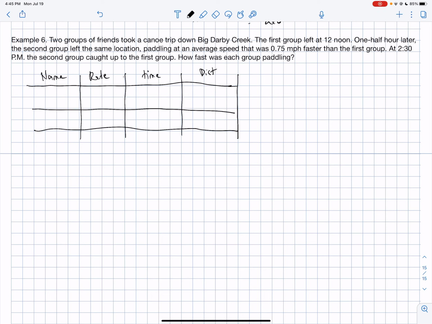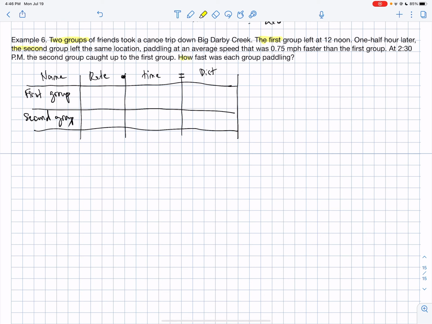So we have the formula for motion: rate multiplied by time equals distance. In this problem, they are talking about two groups of friends, the first group and then the second group. So for the name column, I will put the first group in here, and the second group. Now I will jump to the question.